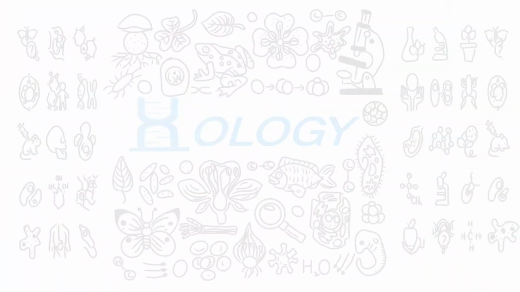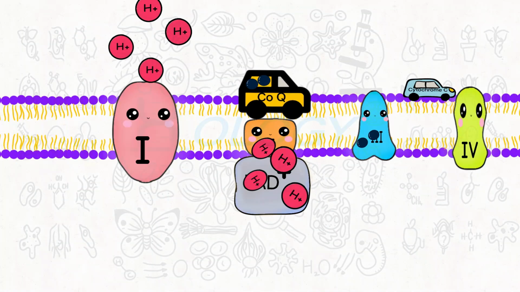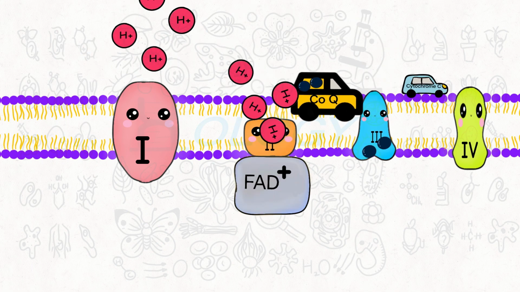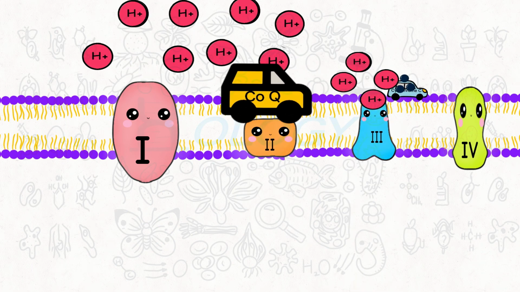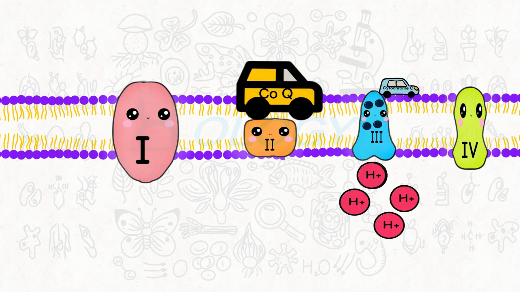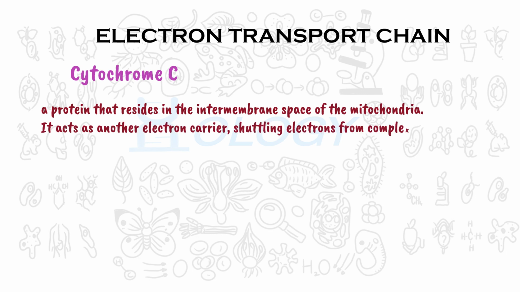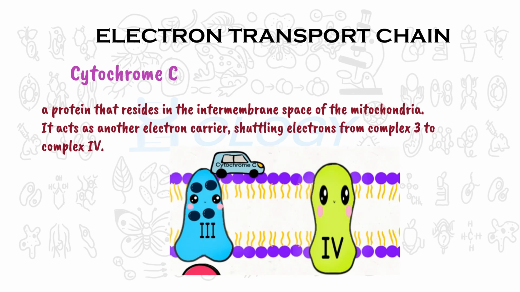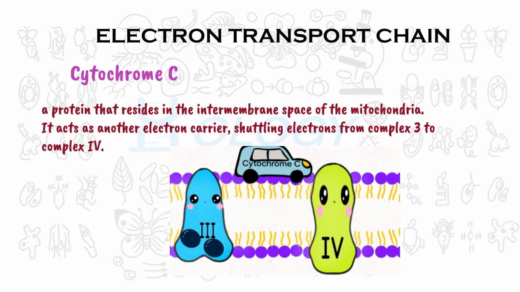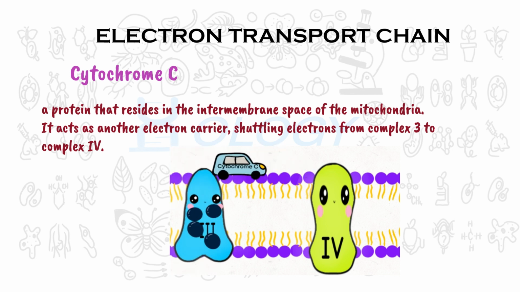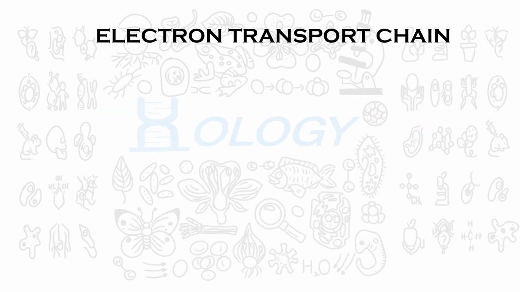Complex 3. Complex 3, or cytochrome BC1 complex, receives electrons from ubiquinone. It transfers the electrons to cytochrome C while pumping protons across the inner mitochondrial membrane. Cytochrome C, a protein that resides in the intermembrane space of the mitochondria, acts as another electron carrier, shuttling electrons from complex 3 to complex 4.